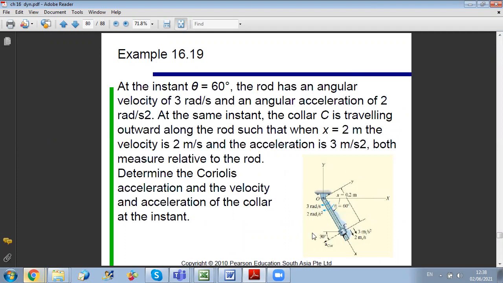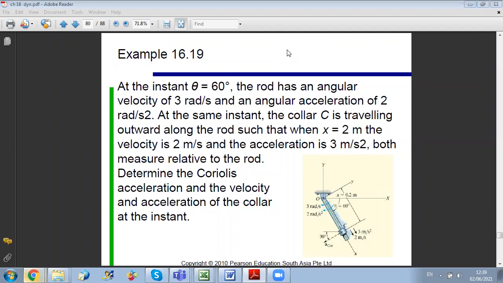I will repeat it from the beginning. At the instant theta equals 60 degrees, the rod has an angular velocity of 3 radians per second and an angular acceleration of 2 radians per second squared. At the same instant, the collar C is traveling outward along the rod such that when x is equal to 2 meters, the velocity is 2 meters per second and the acceleration is 3 meters per second squared, both measured relative to the rod. Determine the Coriolis acceleration and the velocity and acceleration of the collar at this instant.